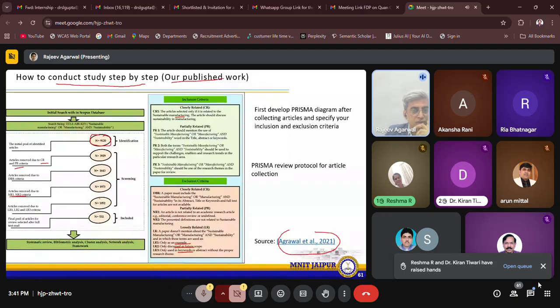So here, you started with 9120 and then you are slowly coming to 1000 and then 532, the articles for review selected after full text read. So this is a way where you are conducting a PRISMA review protocol for article collection.